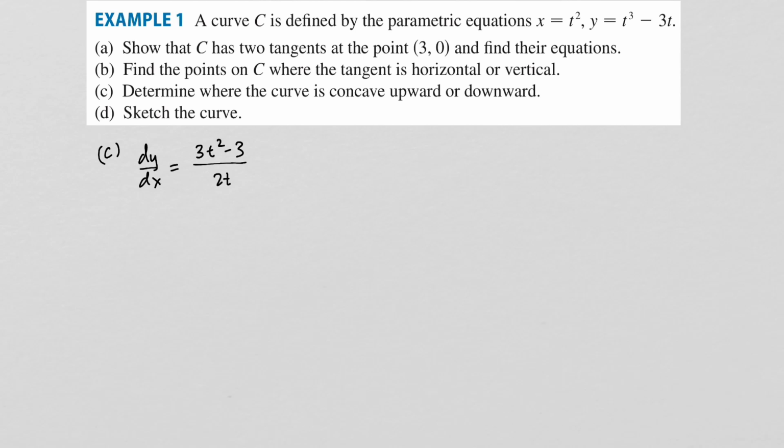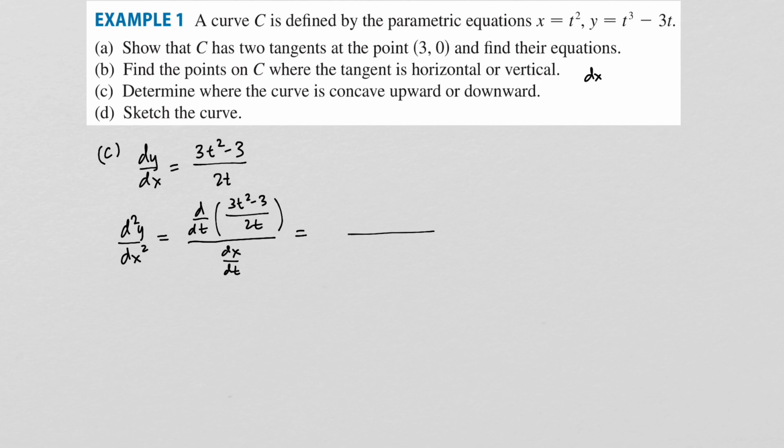For part C, it says to determine where the curve is concave upward or concave downward. For this, we need the second derivative. And so the second derivative is defined to be the derivative with respect to t of the first derivative, which is (3t squared minus 3) over 2t. But then we have to divide by dx/dt once again. So remember, dx/dt is just 2t, right? Because we're just taking the derivative of x with respect to t. So the denominator is pretty simple.